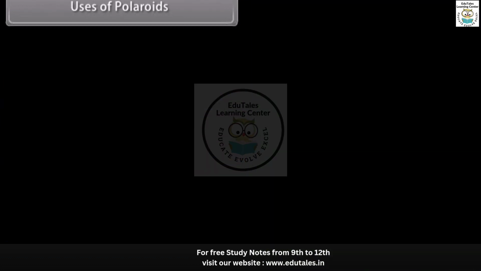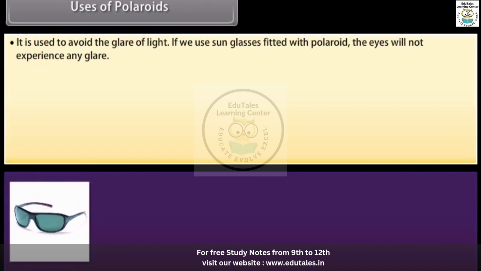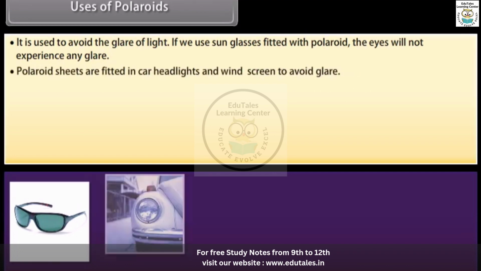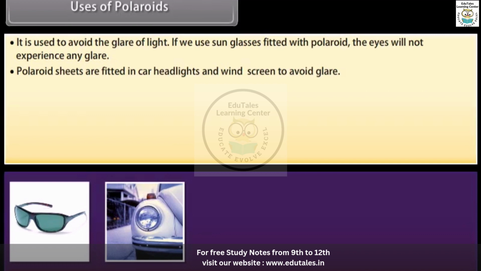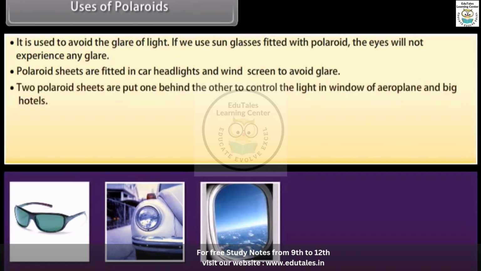Uses of Polaroids. Some important uses of Polaroids are the following. It is used to avoid the glare of light. If we use sunglasses fitted with Polaroid, the eyes will not experience any glare. Polaroid sheets are fitted in car headlights and windscreens to avoid glare. Two Polaroid sheets are put one behind the other to control the light in windows of aeroplanes and big hotels.